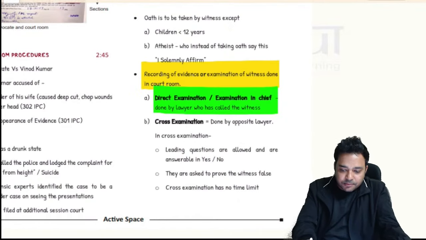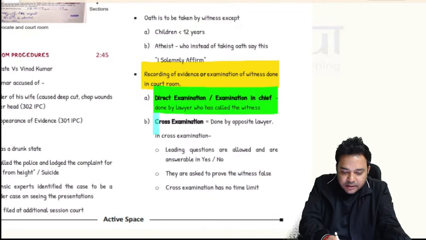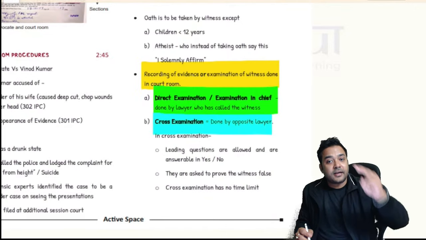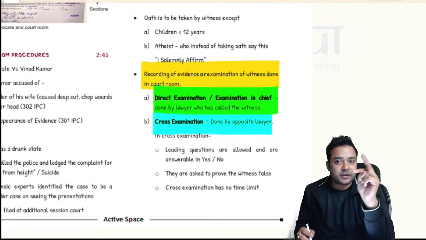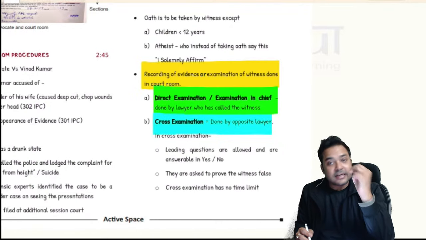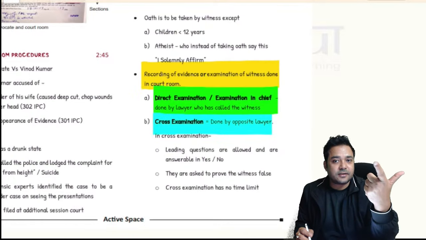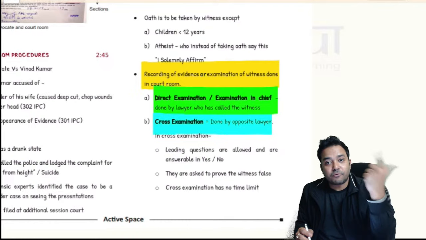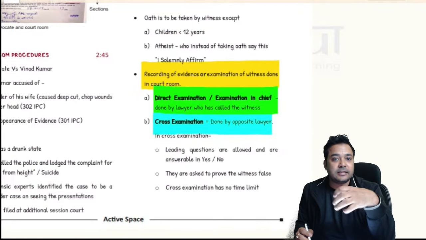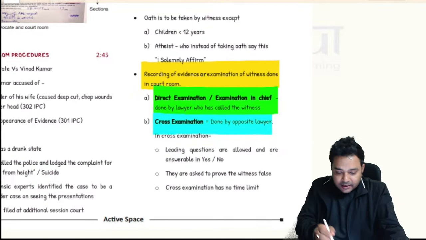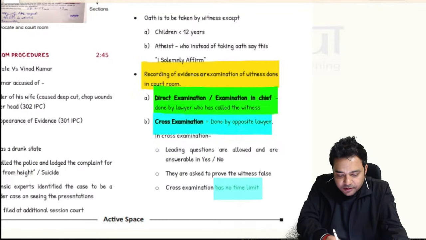Then another type of examination is cross-examination, done by the opposite lawyer. And what we should remember are two important things about cross-examination. What are those two things? Leading questions are normally allowed during which part of the examination of a witness? We know, cross. And what are leading questions? Questions which are answerable in yes or no. And it is this part which has no time limit.